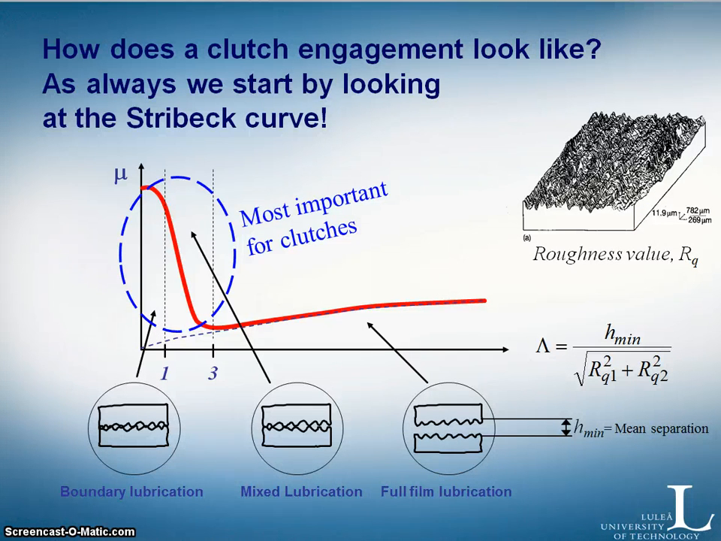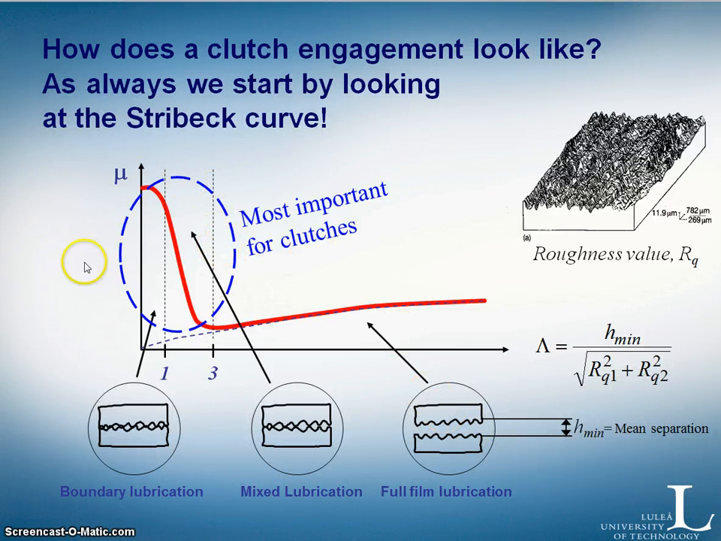So, what does a clutch engagement look like when you go from a fully disengaged shaft to fully engaged shafts? As always, you can start by looking at the Stribeck curve. Here at the Stribeck curve we have different regimes. Boundary lubrication, where we have full contact between the asperities of the two surfaces. We have mixed lubrication, where we start to separate the surfaces with the hydrodynamic forces, and we have full film lubrication, where they are fully separated.